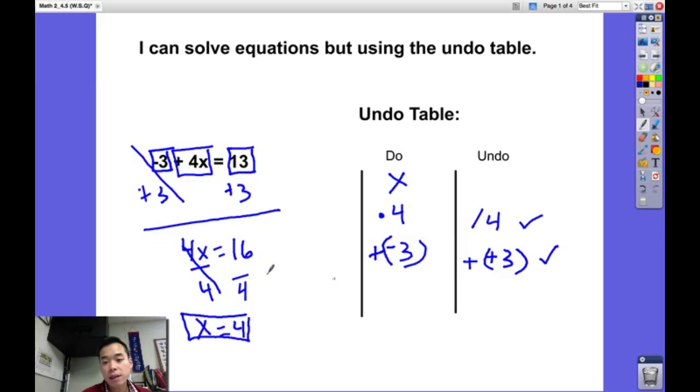Okay, so if you look again at the undo, the very first thing that I did right here is add 3. I put it over here, divided by 4. That was my next thing. I like this way because if I put in 4 for x, 4 times 4 is 16. 16 plus negative 3 is 13. So you're also checking your work at the same time.